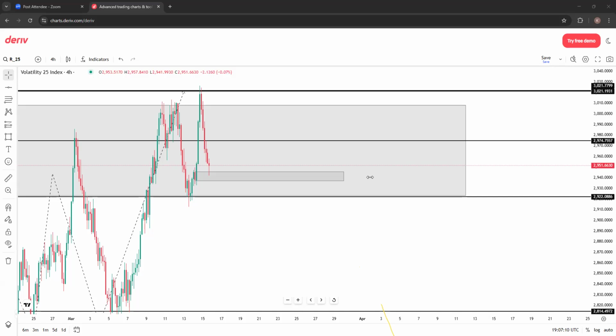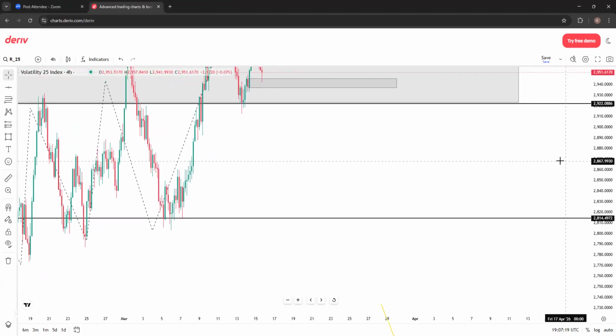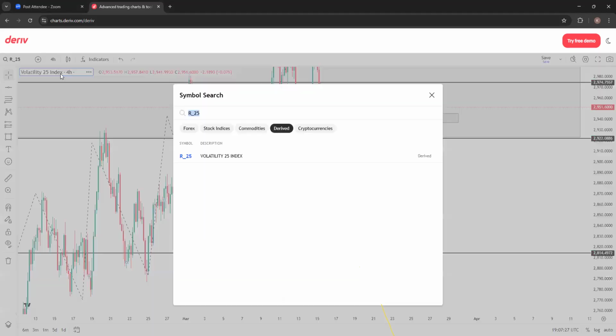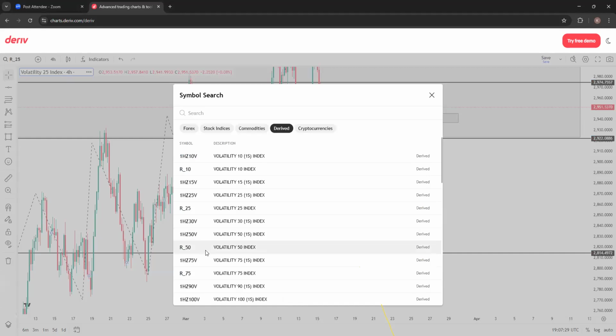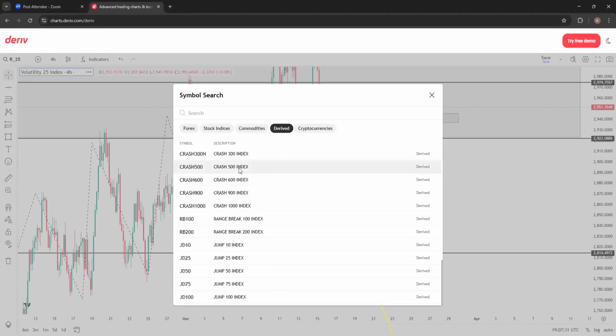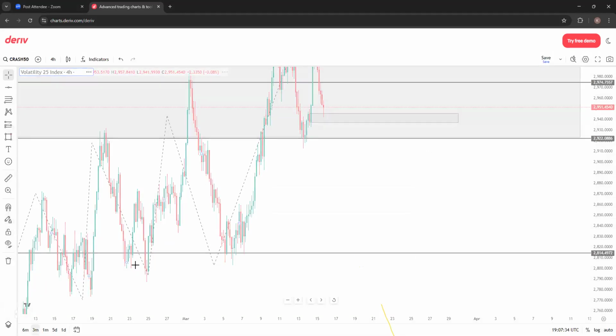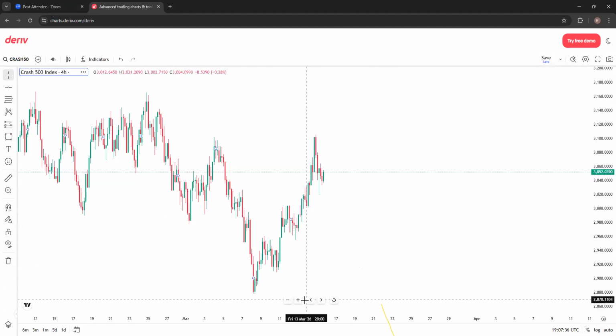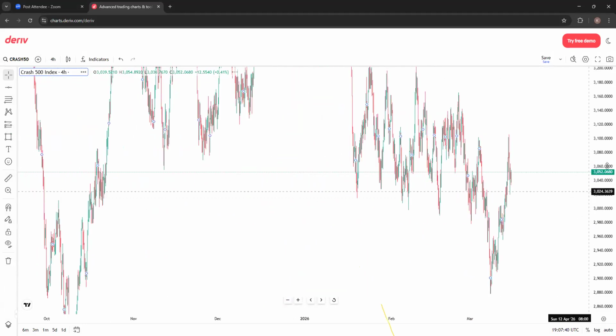I was saying, can you please help me on how to combine the Fibonacci, the retracement, and the pullbacks? All right. So which pair would you want me to look at specifically? Crash 500. Okay, Crash 500 it is. Right. So let's jump to Crash 500.